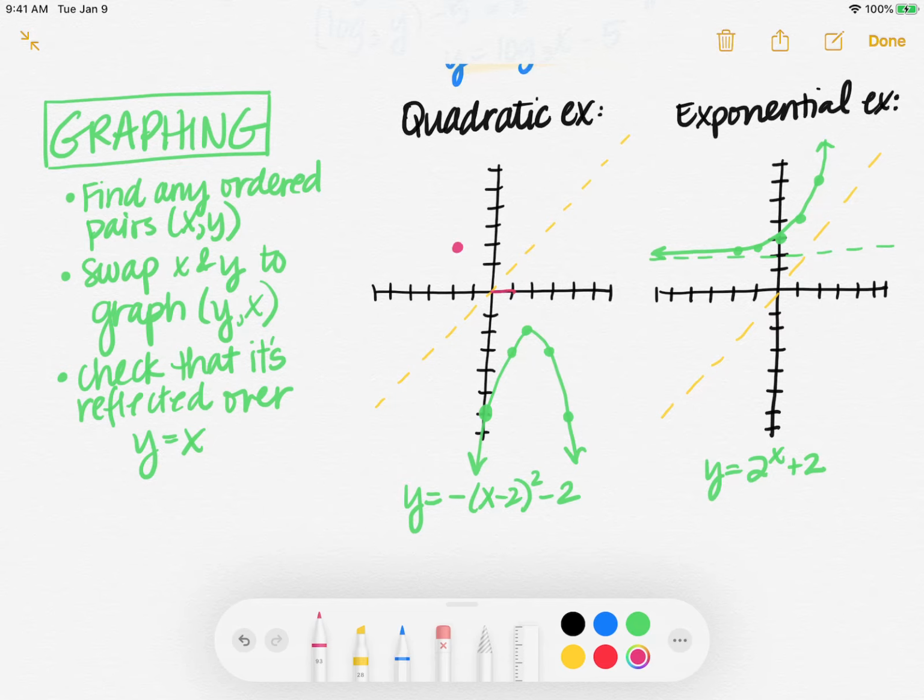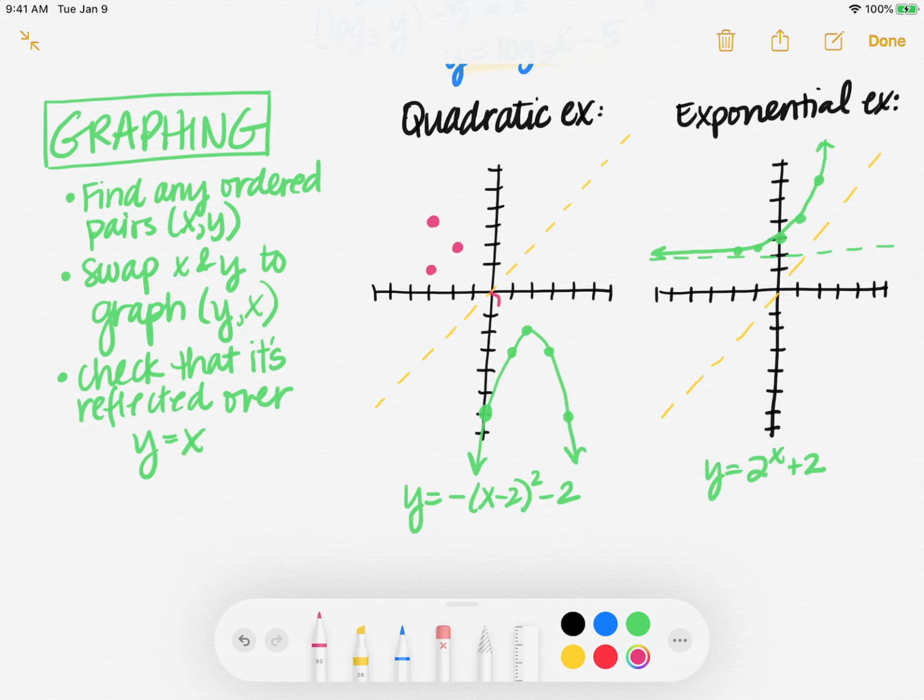This point is positive 1, negative 3. So it becomes negative 3, positive 1. The other point is positive 3, negative 3. So that one would become negative 3, positive 3. And I'm already starting to see my parabola fill in. And yeah, it does look like a reflection.